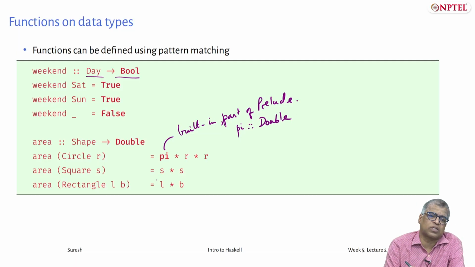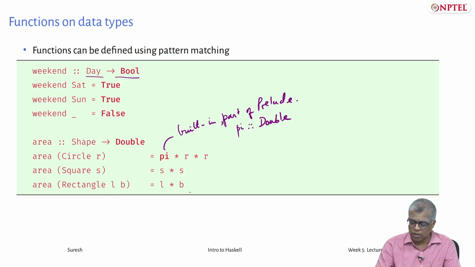Area of a square is side times side. Area of a rectangle with length L and breadth B is L times B. Okay, so you can define things like this.